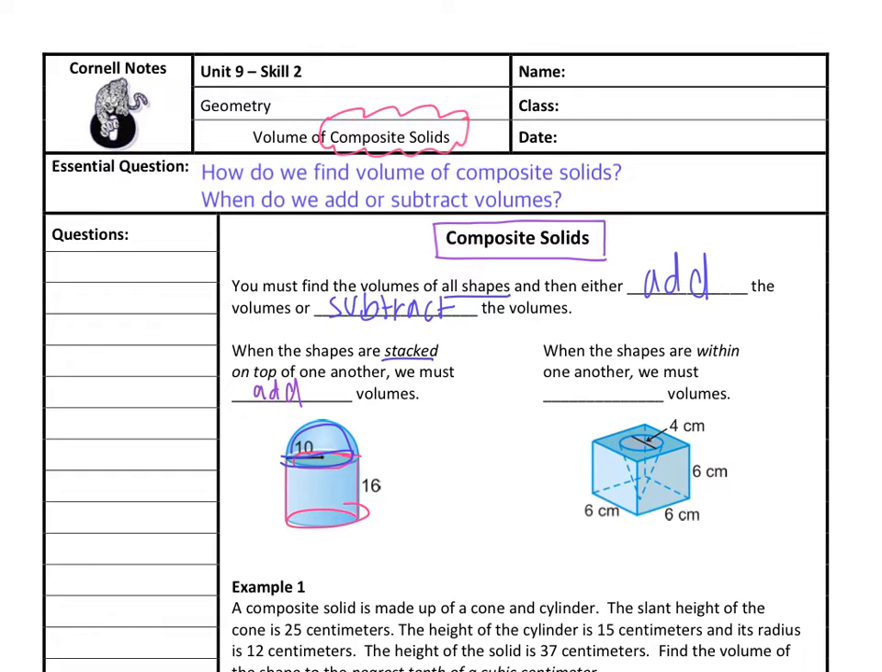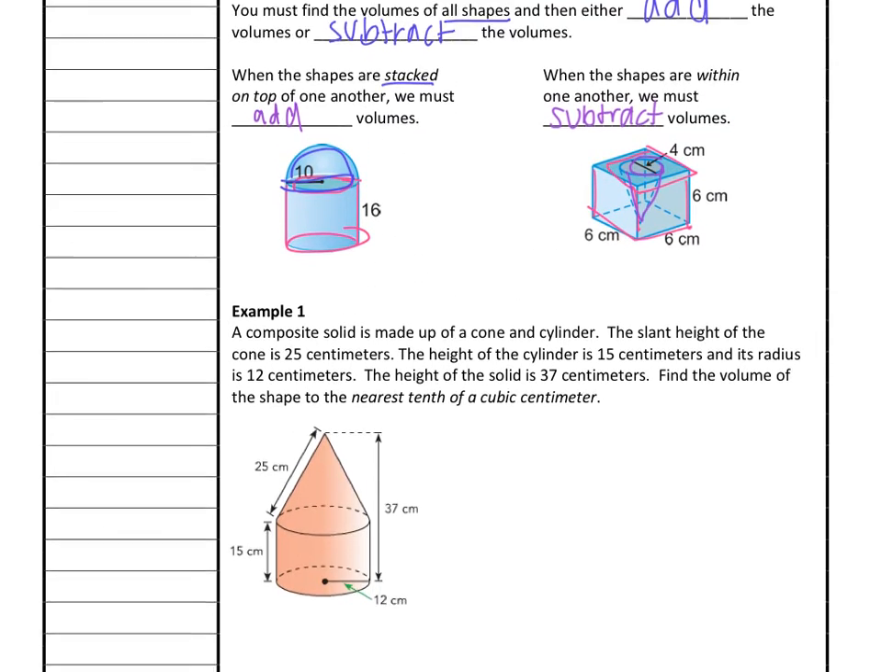The other scenario is when we have shapes that are within one another. So for instance, we have this cube here, all right, as you can see, and then we have this cone. But this cone was almost like drilled out of that shape, so there's a hole in the middle of that cube now. So if that's the case, we must subtract the volumes. Okay? And a way you can think of that is you're taking the one shape out, so you have to take out that volume.